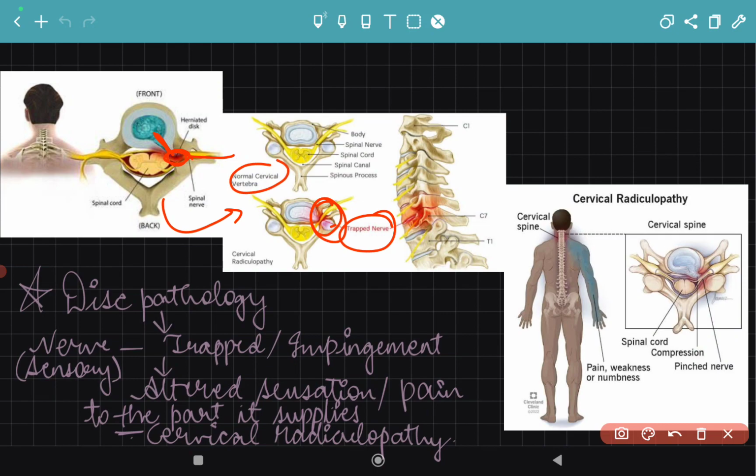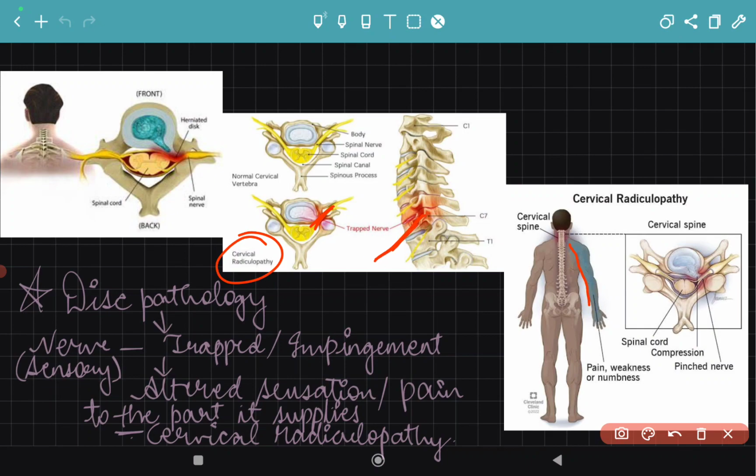This is the normal one, where the disc is properly intact in its space and the nerve has its room to do its work. But here in cervical radiculopathy, we can see again there is a trapped nerve. Again there is this C8 spinal nerve root which is trapped. So we may have cervical radiculopathy where the pain might be referred wherever it supplies.